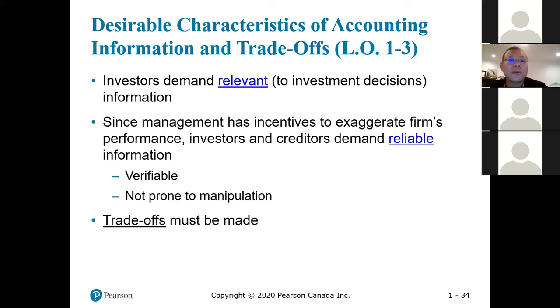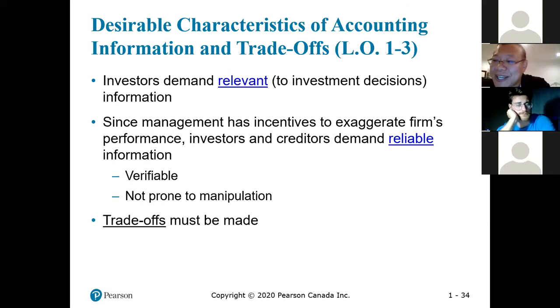Okay, so desirable characteristics of the accounting information, right? So you think about information. What are the good characteristics we are looking for? The investors are looking for, the bankers are looking for. They need the information to make decisions, right? So the investors will want relevant information, the information that is relevant to the decisions. And they also want reliable information, right?